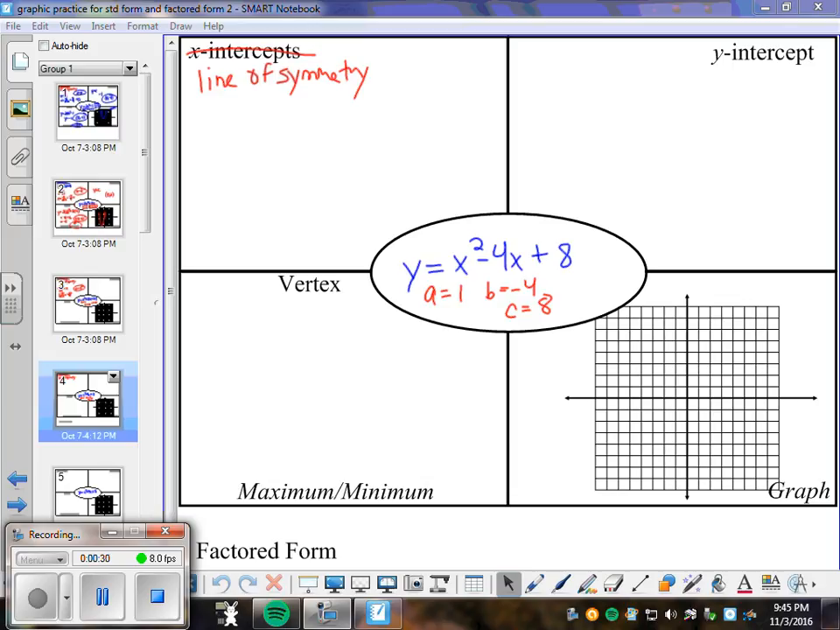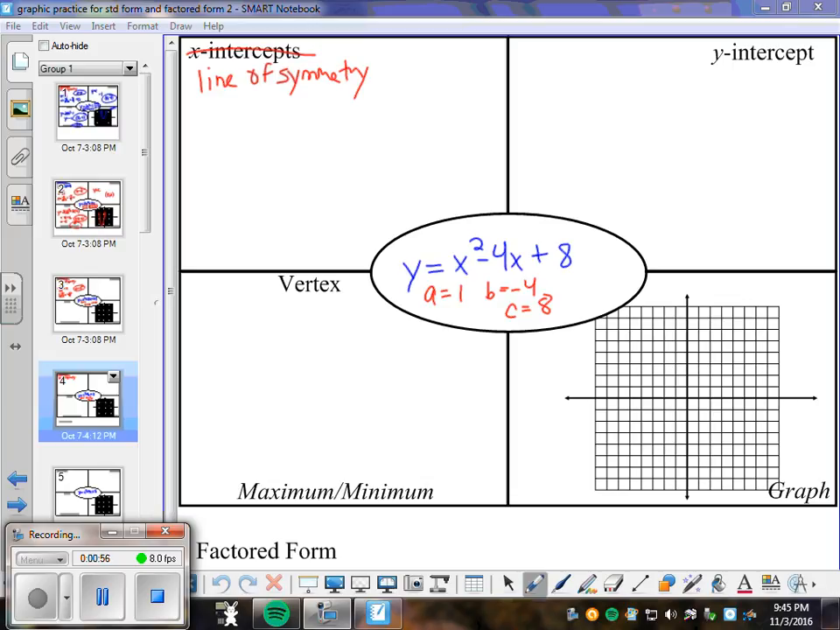So if you need it paused, please ask the substitute to pause it and let you get the info you need so that you'll be ready for the quiz. Okay, I'm going to start with this one. It's in standard form, y equals x squared minus 4x plus 8. I have identified my a as 1, my b as -4, and my c as 8.